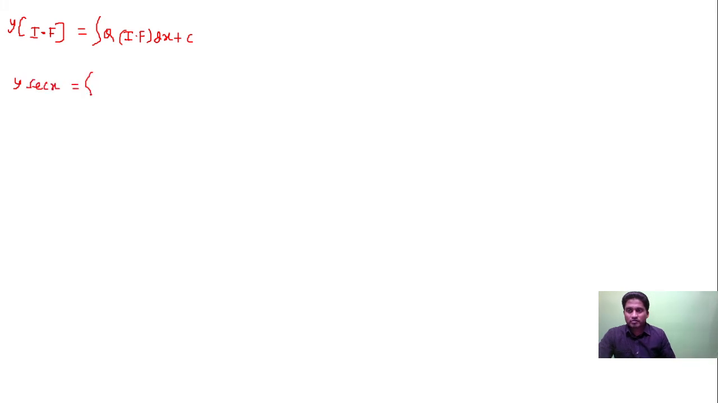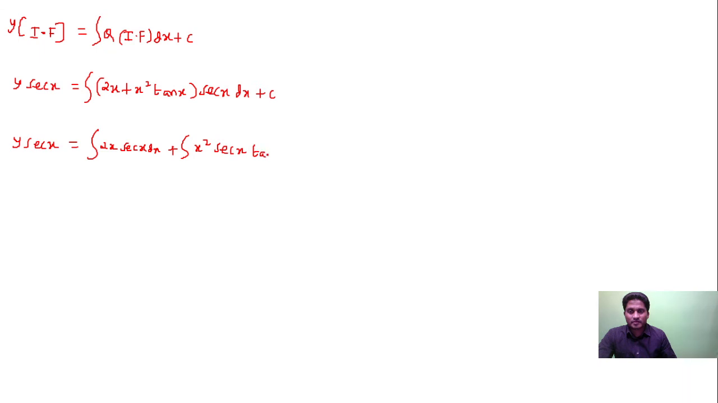Okay, y into if is equal to integral q into if. What is q now? q is equal to 2x plus x square into tan x, and if is equal to sec x. So y into sec x is equal to integral of 2x into sec x dx, plus x square into sec x tan x dx, plus c.